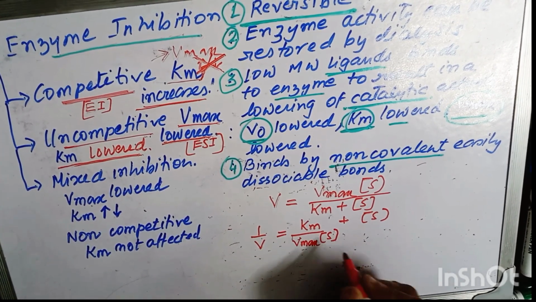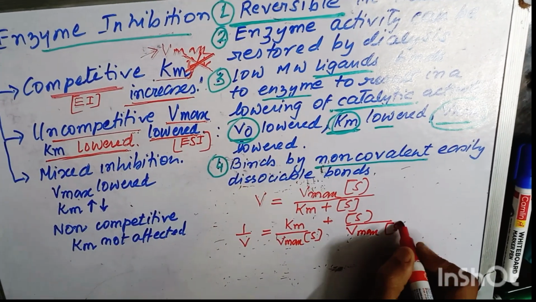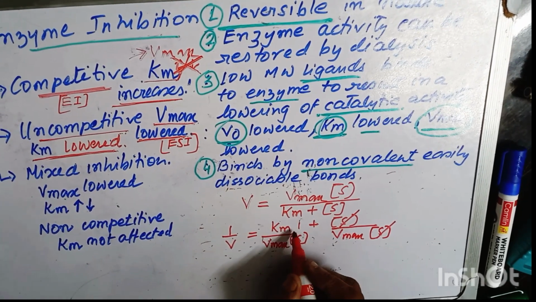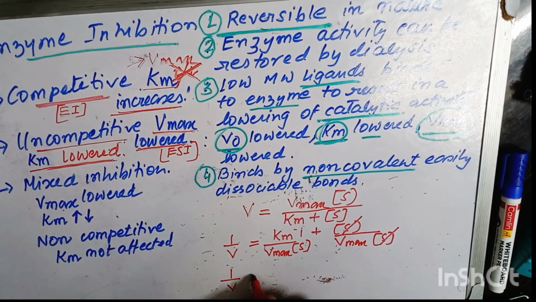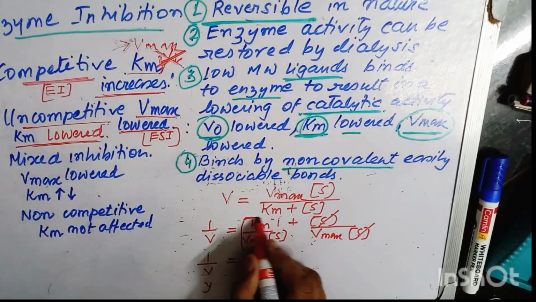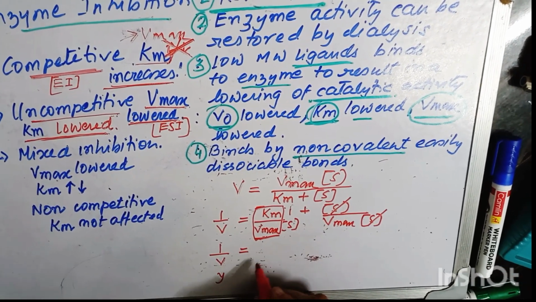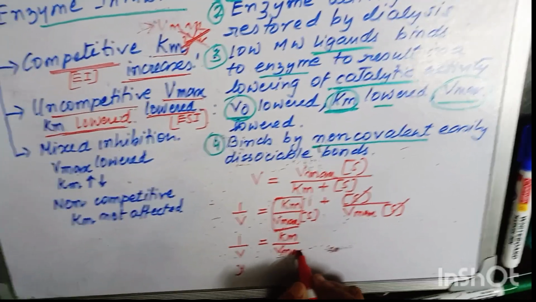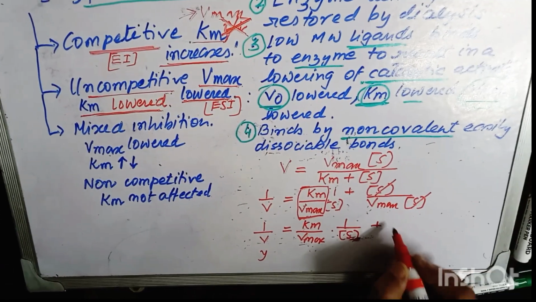S and S go away, and 1 by S, we separate out as X. So 1 by V is equivalent to Y. This part becomes M. Km by Vmax is the slope of the straight line. We separate out this Km by Vmax into 1 by S plus 1 by Vmax.